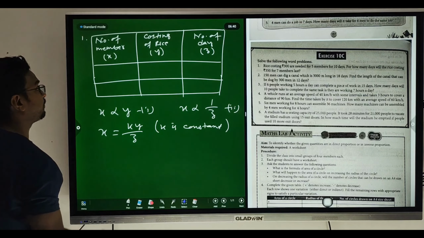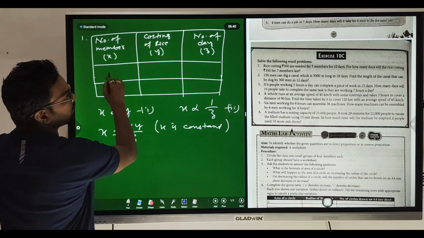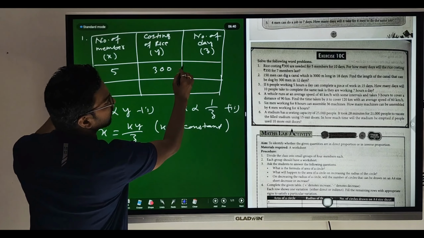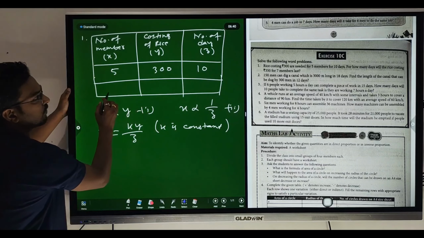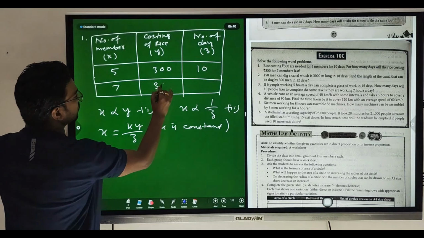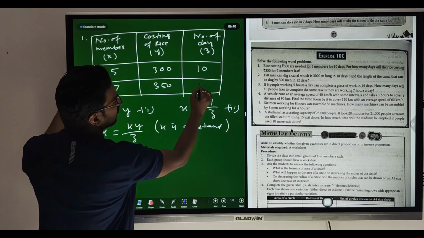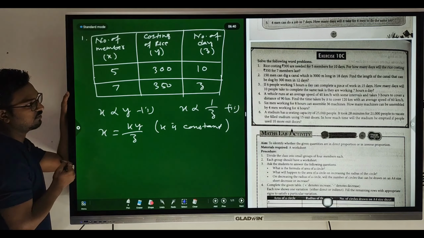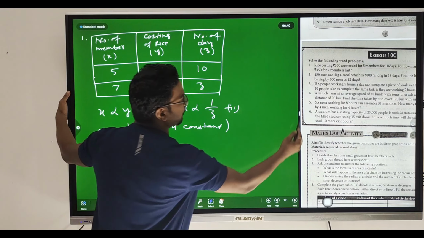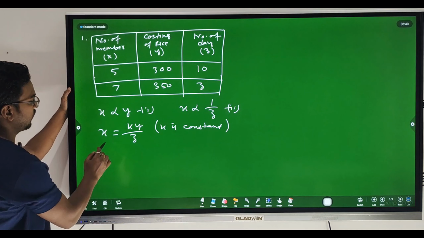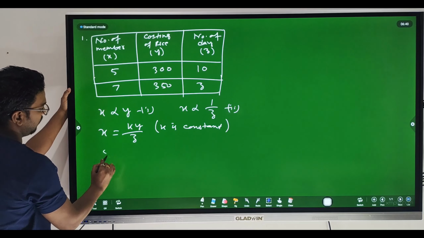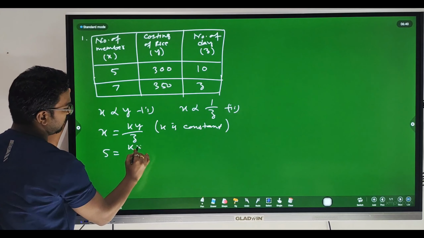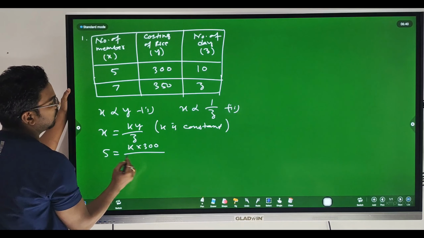Now you replace the values here. Let me write down the values: 5 members, 300 rupees, and 10 days. In the second case it is given 7 members, the cost of the rice is 350, and we don't know the number of days. So first replace the values. Here x is 5, k we don't know, y is 300, divided by z which is 10.